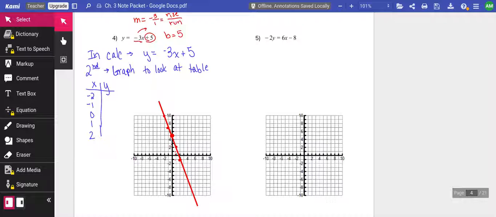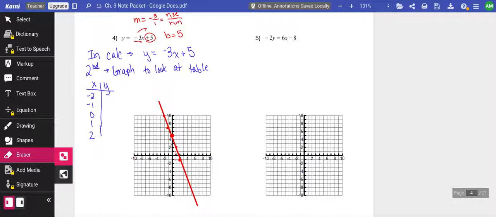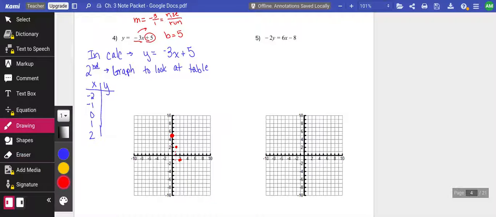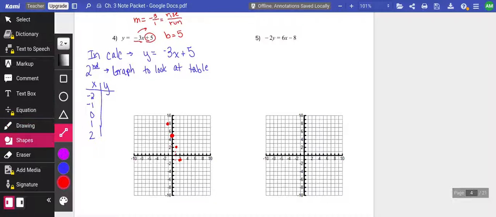I think I have one point off right there. I mismarked my point. I only counted up to 1, 2, 3 over 1. Here we go. All right, so now when I draw my line, it should look more like a straight line this time because my slope's correct.